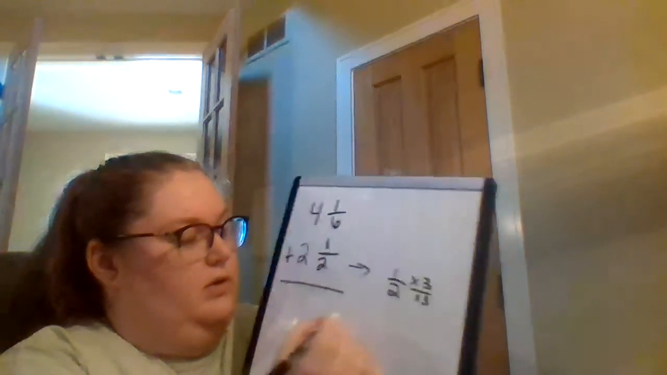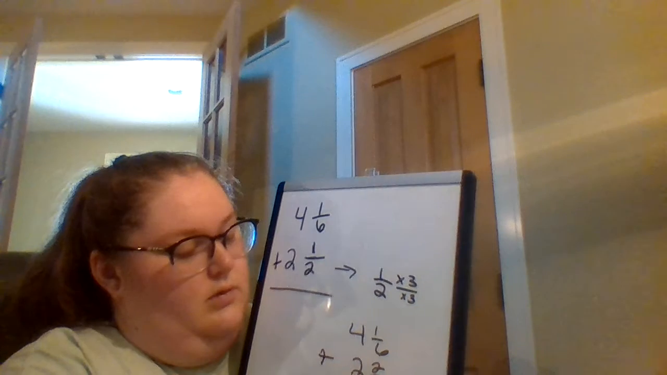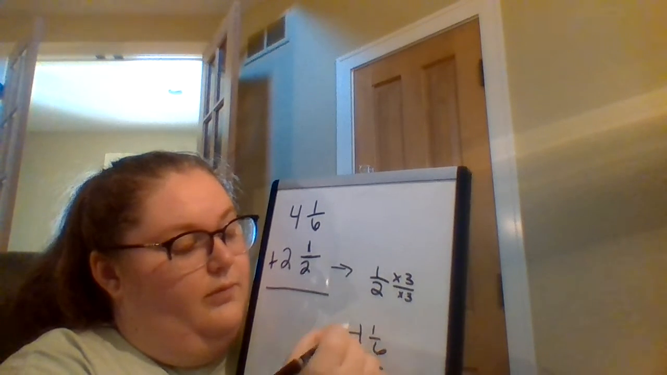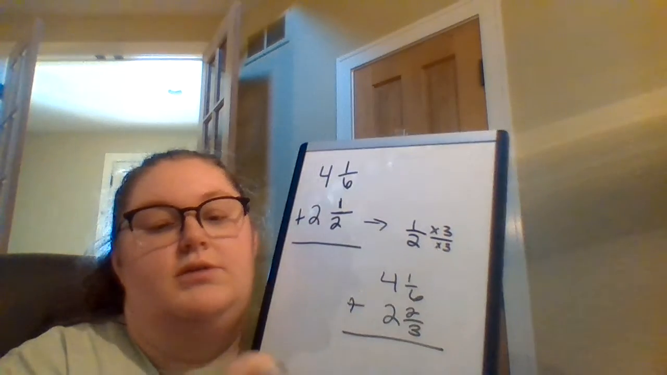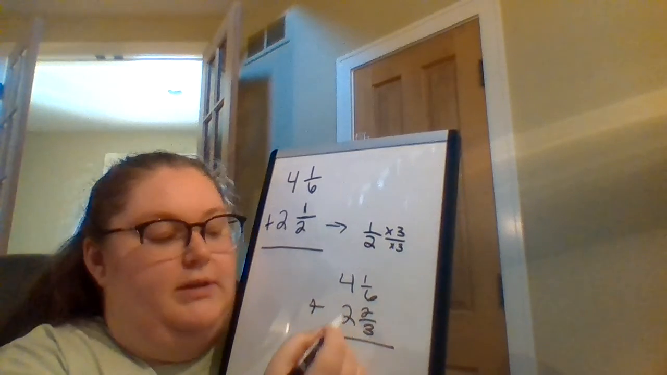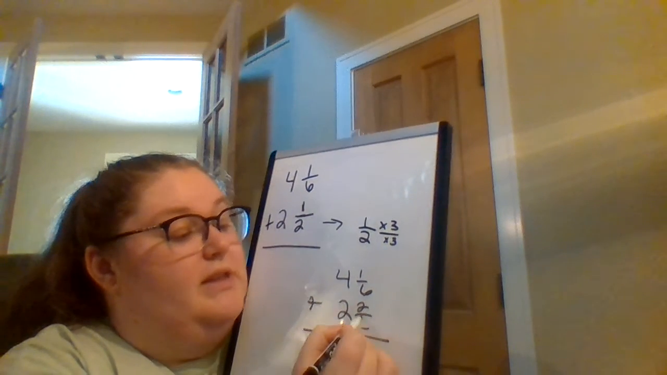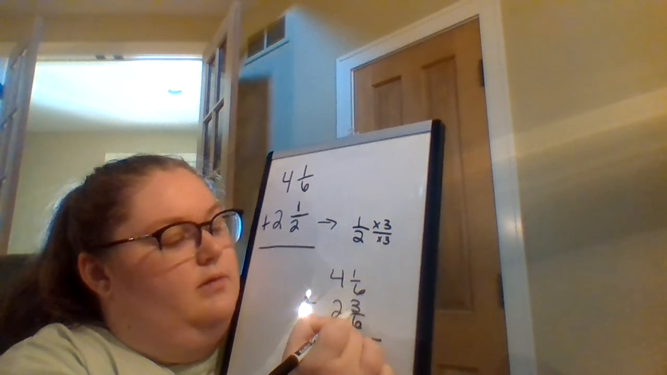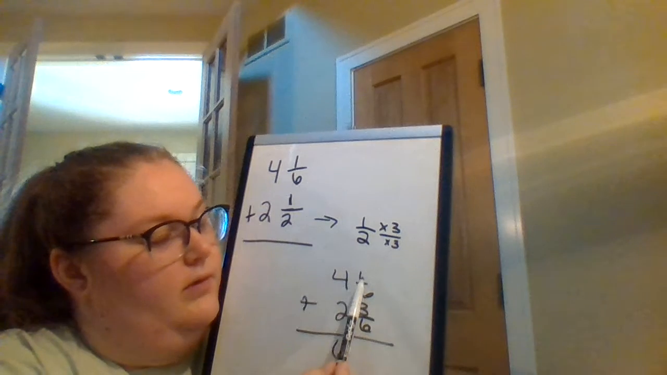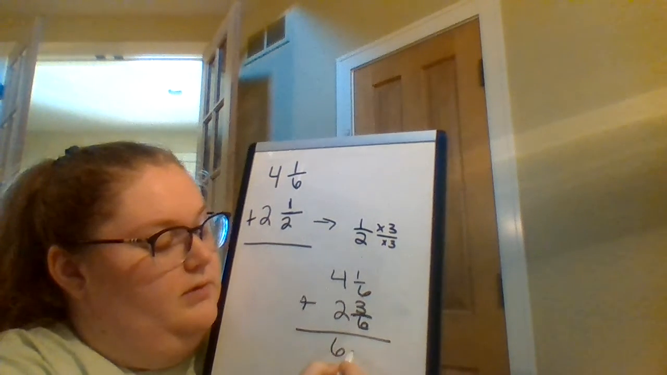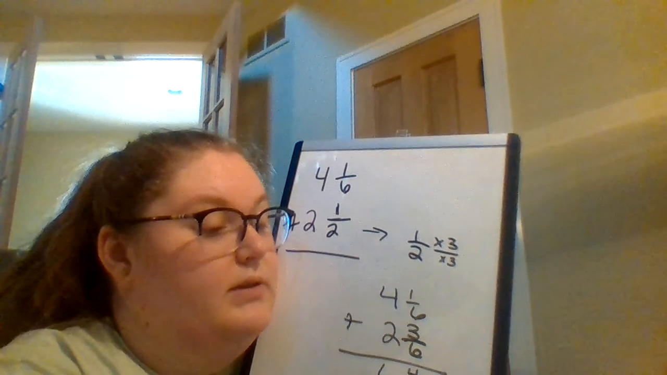So then my new problem is 4 and 1/6 plus 2 and 3/6. Okay, so let's add these together. So 4 plus 2 is 6. Or no, wait, this isn't 2/3. This is 3/6. My bad, guys. So I have 1 plus 3, which is 4. And then remember my 6's are staying the same.